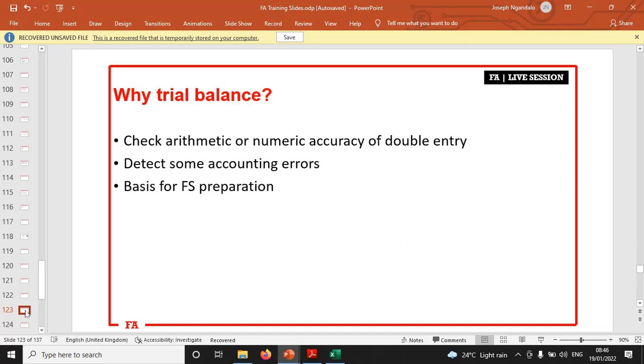What else do we have? The trial balance becomes the basis for financial statements preparation. You know what this means? Before you prepare financial statements, you need first of all to extract a trial balance. Steps. Follow the steps. Accounting is all about following the steps.